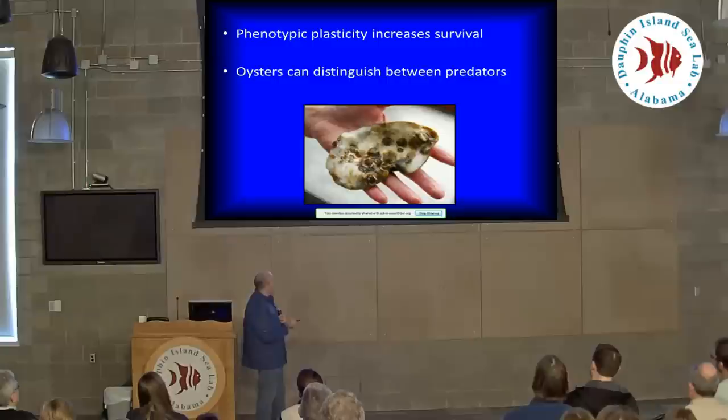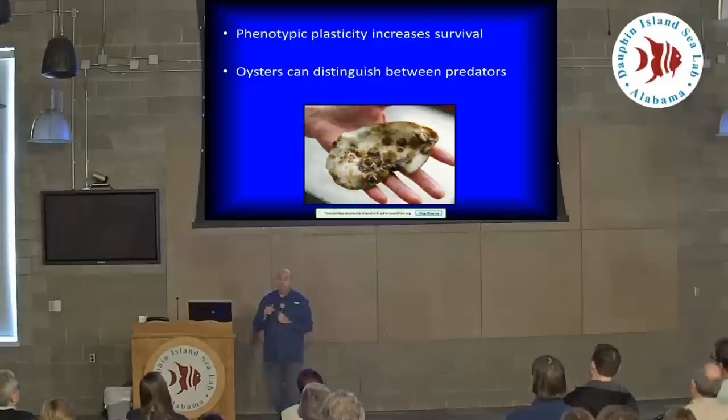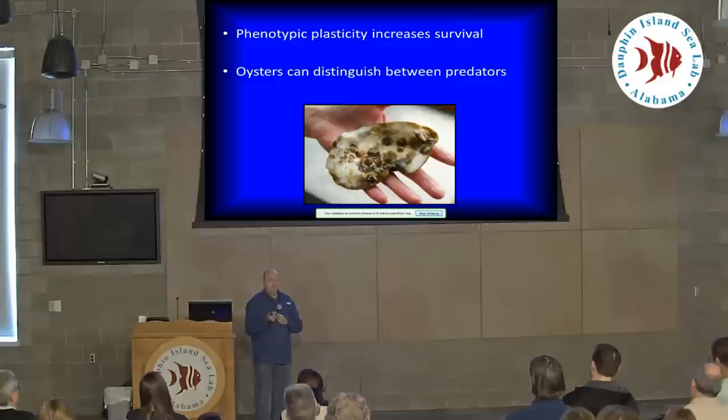So just to reiterate for a second, oysters do have phenotypic plasticity. It does increase survival. And not only do they detect predatory threats, but it seems that they can distinguish between them. So they respond to blue crabs and mud crabs differently. This may be because of a difference in cue concentration or a difference in the type of cue that they're detecting.